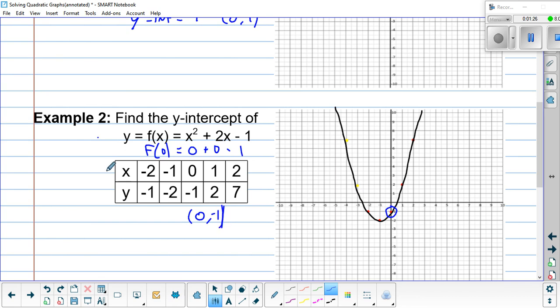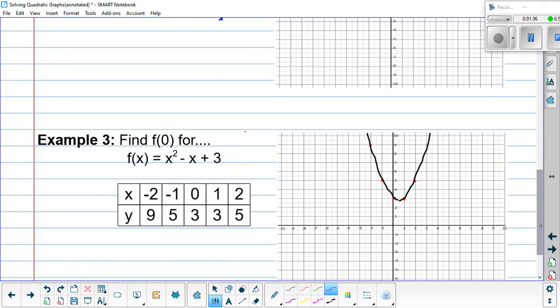We could also look at our table of values. If you have a table of values, and it includes x equals 0, we have the negative 1 point. So there are lots of ways to figure out our y-intercept. And last one, here: find f of 0. It's asking us to calculate it. Sometimes that's just a fancy way of saying find the y-intercept.